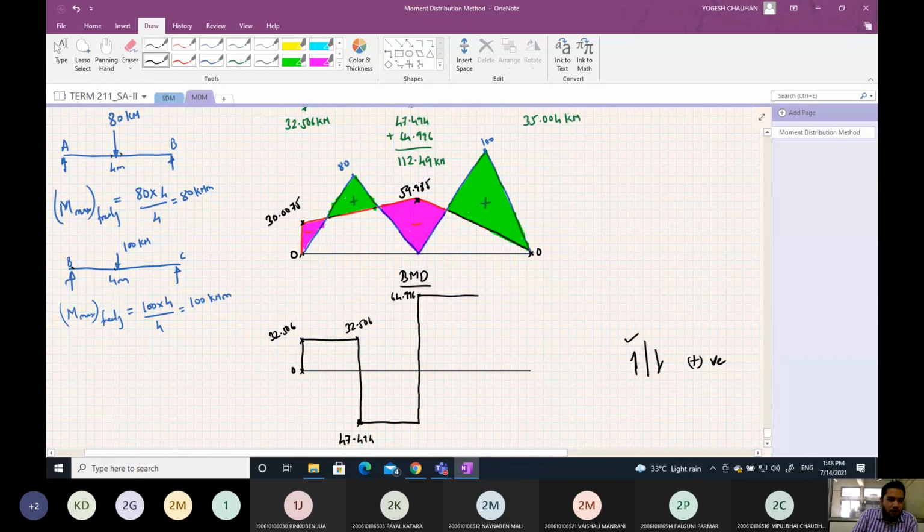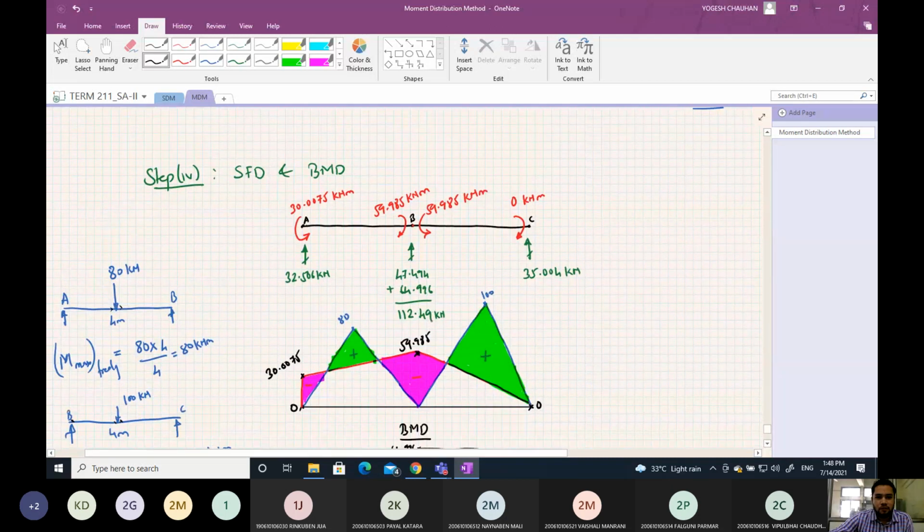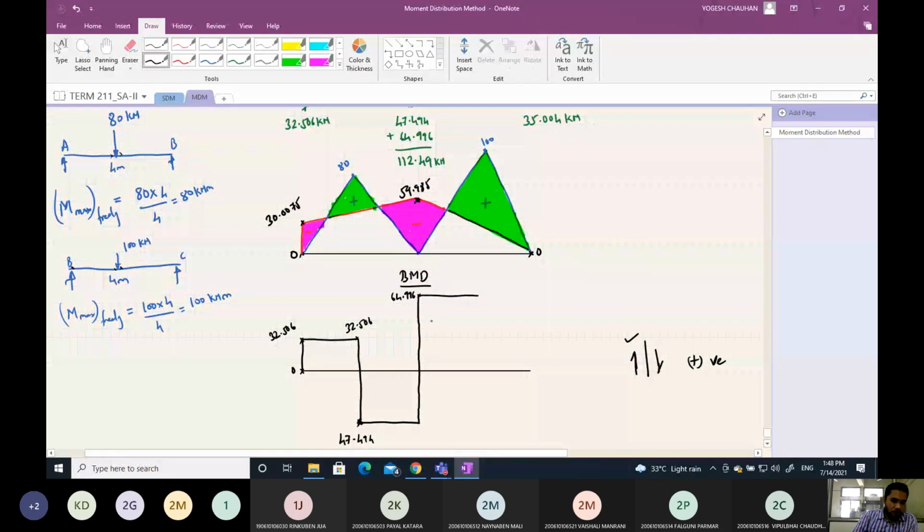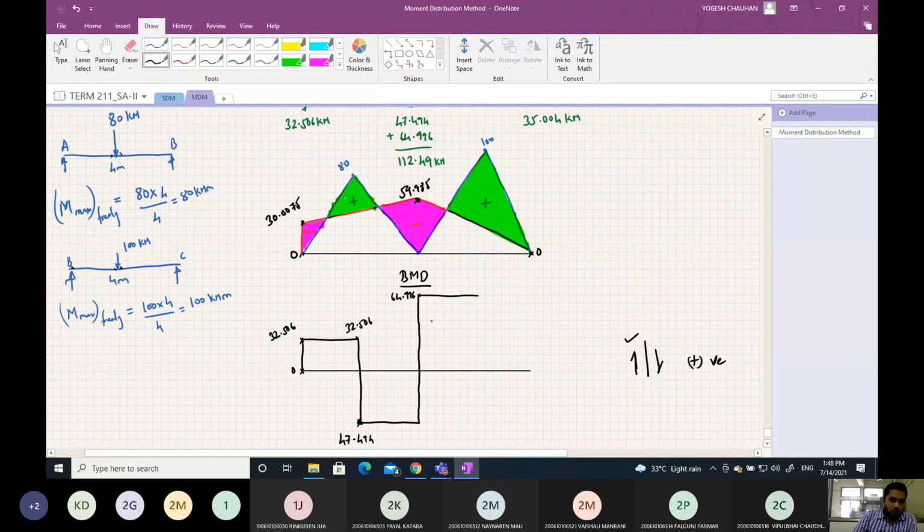So this will be constant up to the left of the point load, 100 kilonewton. And as we just cross this 100 kilonewton point load, this is 64.996 minus 100. Wait a minute, we made some mistake, I think. So 64.996 minus 100, so it will be minus 35.